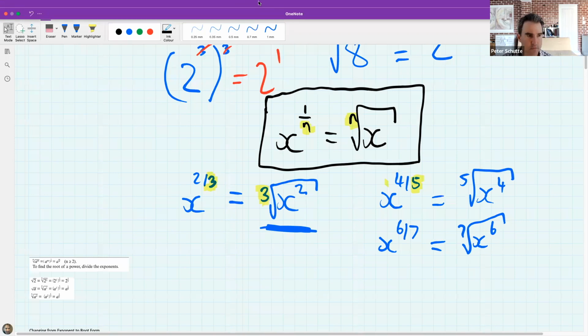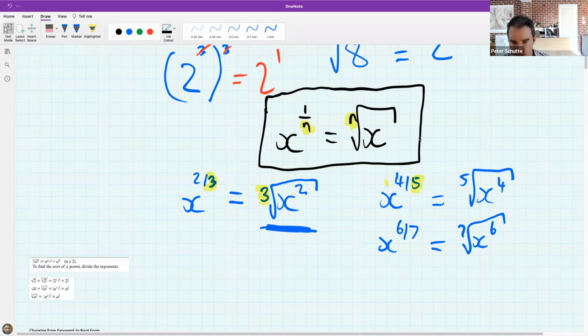Mr. S? Yeah. Can you please explain an example again? The one currently doing with the fractions, with the 2/3 and stuff like that. Yes, there's some confusion in the chat.